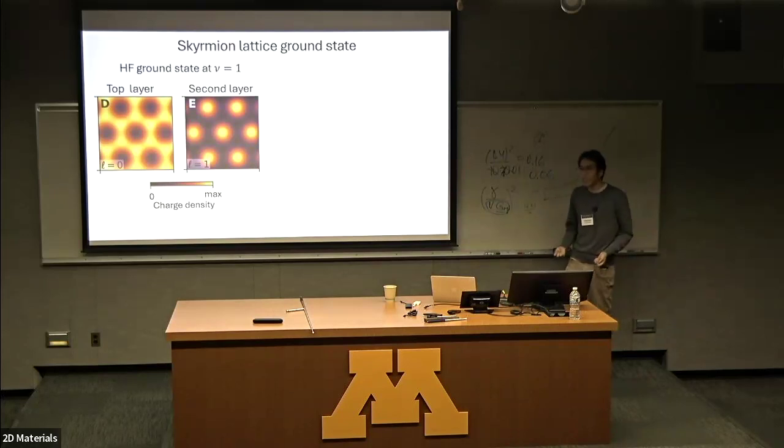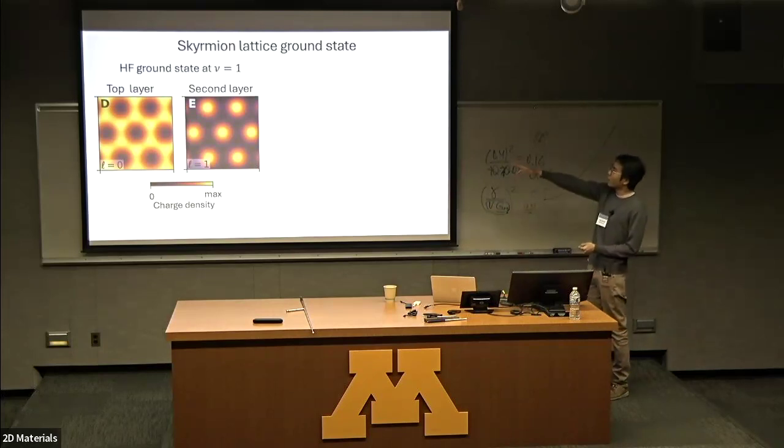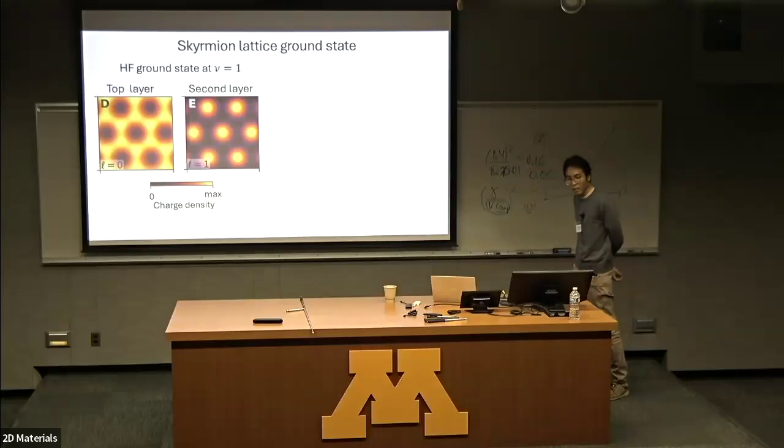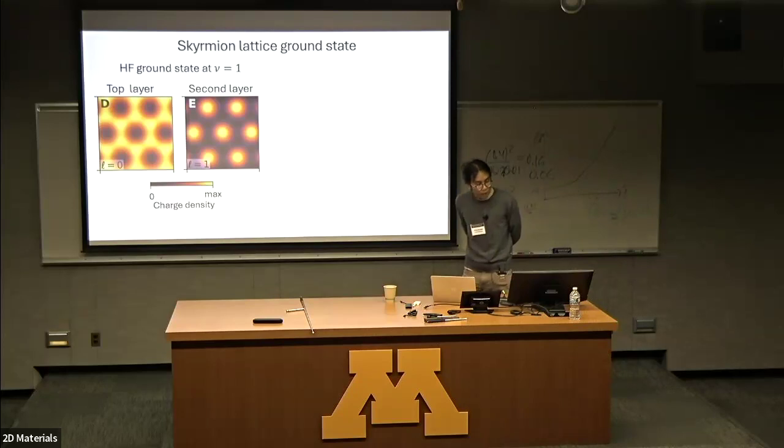So many people in this room have done Hartree-Fock on this system. And here, all I'm plotting on the left is the top layer charge density and the second layer charge density. And on the left, you can see that there is a honeycomb-shaped charge density on the top layer. There's a minimum at 0 where the charge density almost goes to 0. And right at the origin, where that minimum is, there's a peak in the second layer charge density.